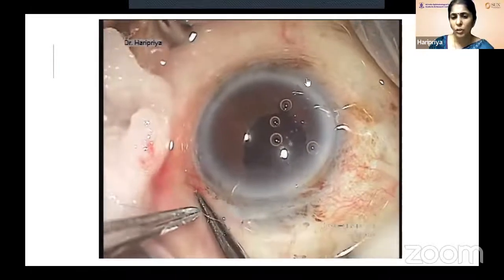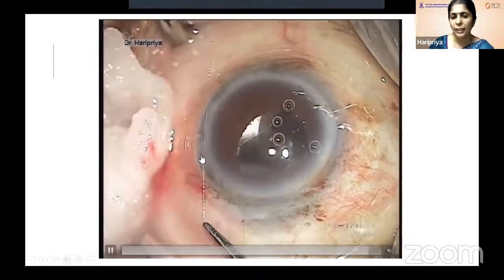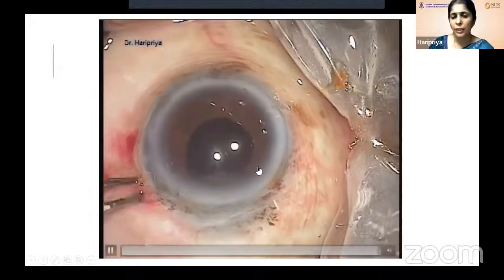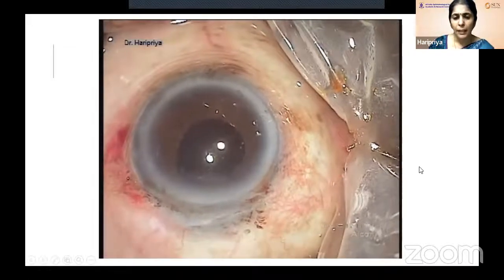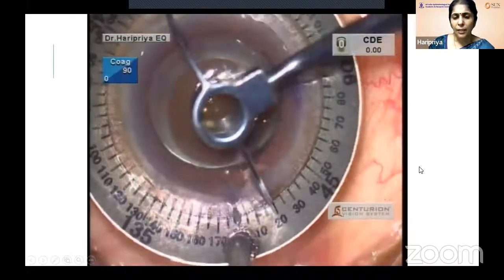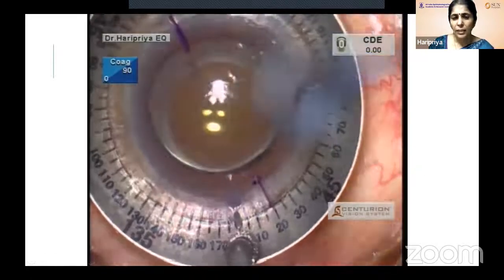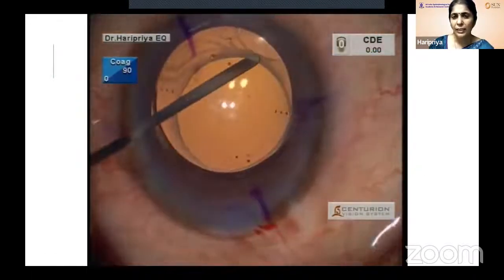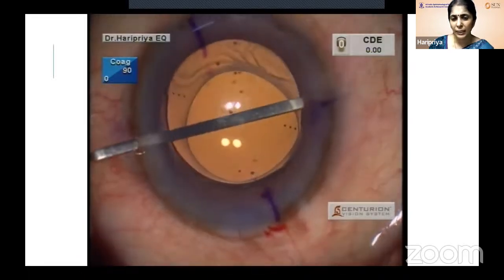So both the sutures in the anterior chamber, the end is then extruded, and then the knot is tied so that the IOL is thus stable. In this other case, the IOL is well centered, but this patient has a toric lens and has a refractive surprise. So this patient needs an IOL explantation, IOL exchange.